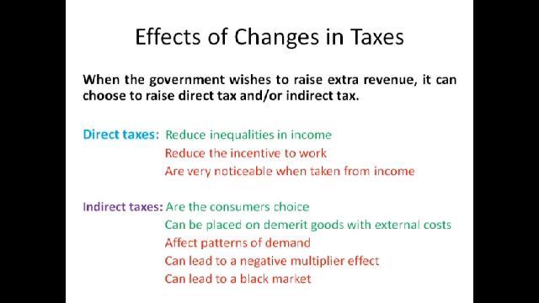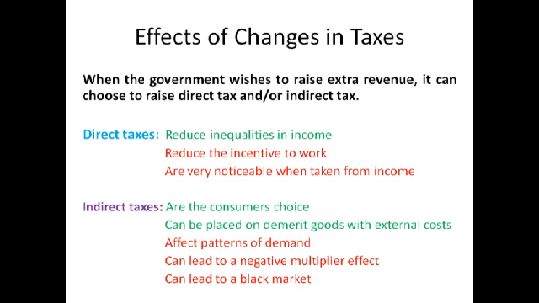Indirect taxes are often considered to be the consumer's choice, because it's their choice whether to pay indirect tax, because if they don't want to pay indirect tax, they don't have to make the purchase. Governments can also put taxes on demerit goods, such as tobacco, with external costs, helping to reduce negative externalities, such as pollution or disease. On the other hand, indirect taxes can affect the pattern of demand.